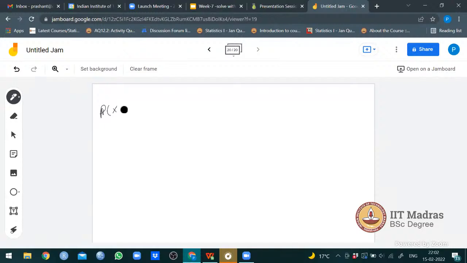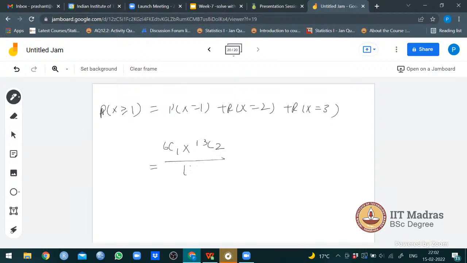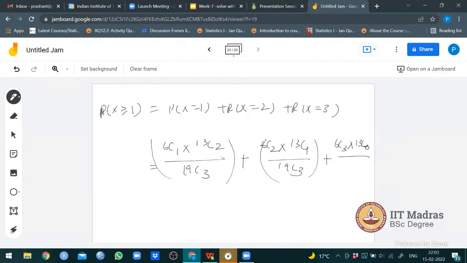See, there was at least one white. That means one or more white, so it can be one white, two white, or three white. For one white it will be 6C1 into 13C2 divided by 19C3, or again it can be 6C2 into 13C1 divided by 19C3. Yes, sir, both are the same thing.